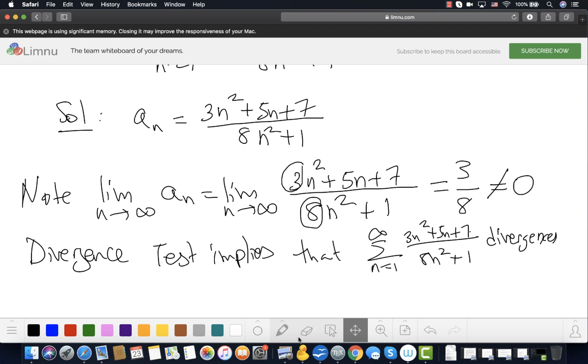And if the limit of the a_n is 0, then the divergence test is not applicable. Okay? If the limit of the a_n is 0, the divergence test tells you nothing. Okay, so here's where we're going to end lecture 21.